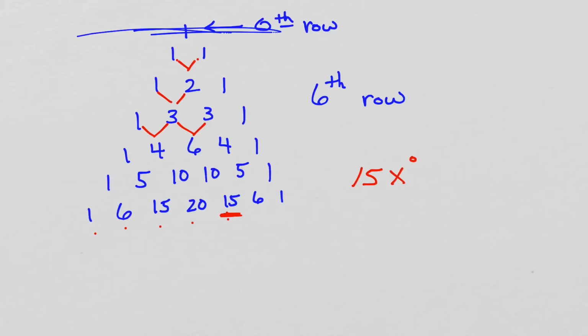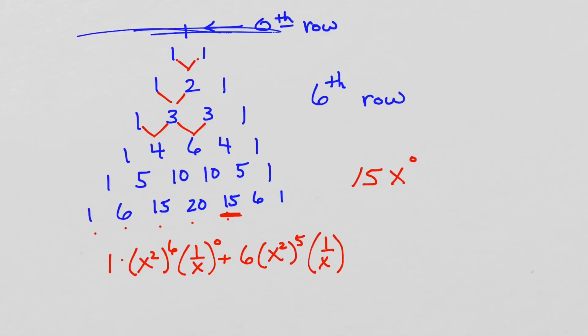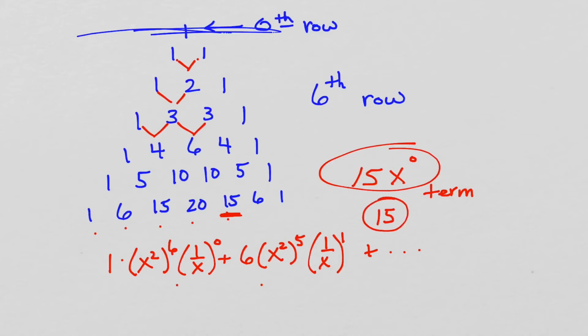Now, if the question had asked for the total expansion, then I would give 1 times x squared to the 6th times 1 over x to the 0, plus 6 times x squared to the 5th times 1 over x to the 1. And I would simplify all those terms, keep going, and give that whole expansion. Here, this is the term, right? But what they asked for was the coefficient. So the coefficient is actually the 15.